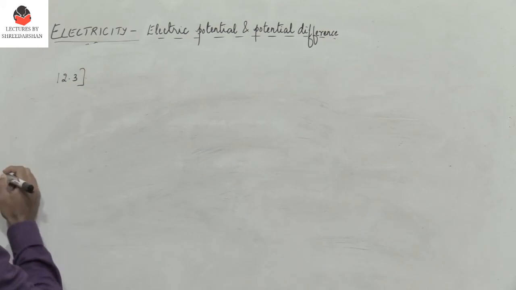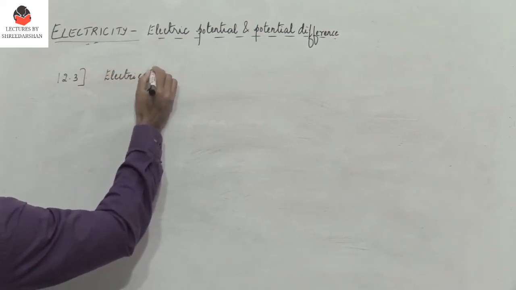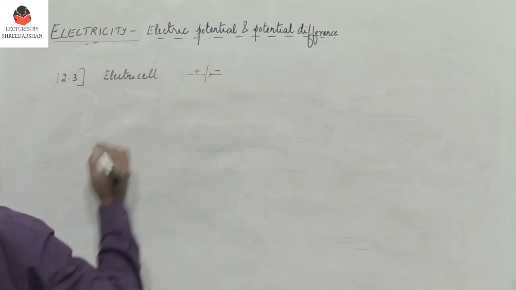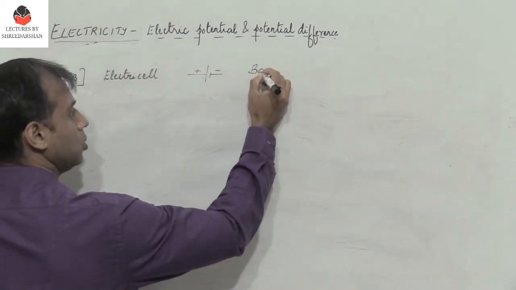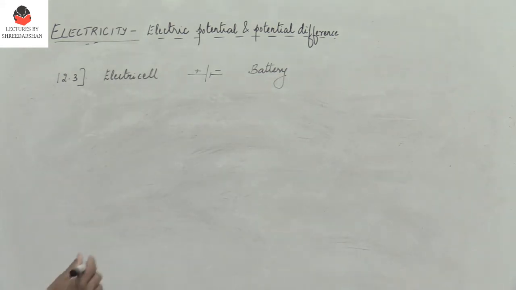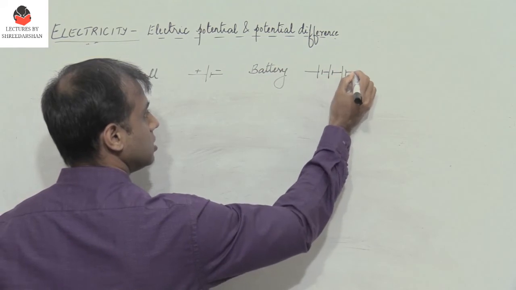So 12.3, how do I represent an electric cell? An electric cell is represented in this way. I have a positive and a negative. So this is an electric cell. A battery is nothing but a combination of electric cells, so you have the electric cells which are connected in series.